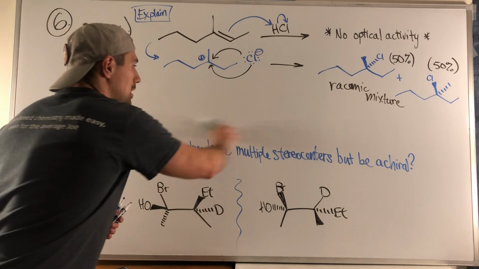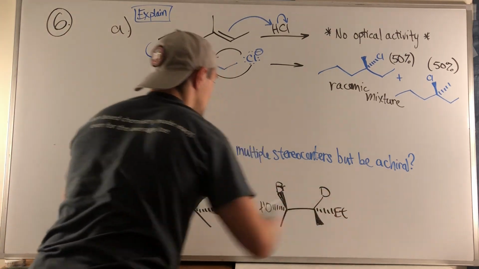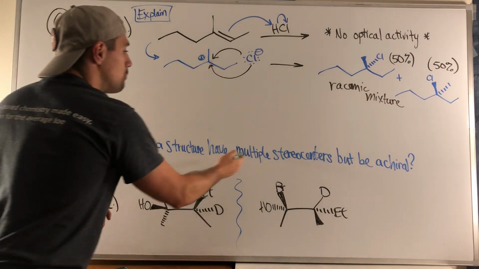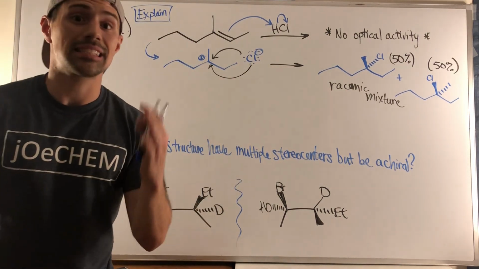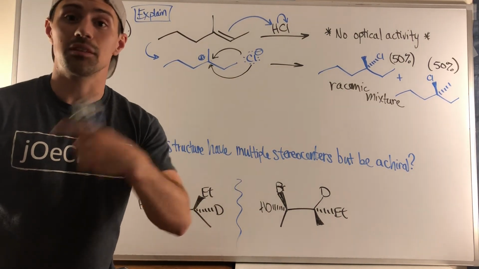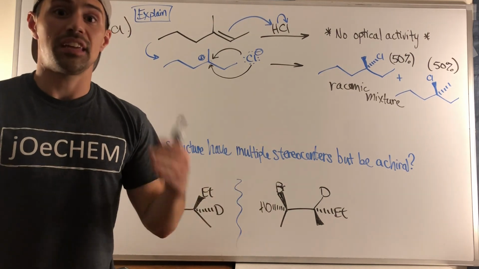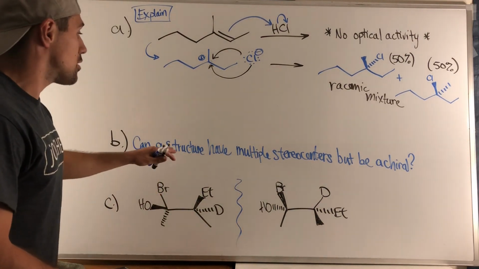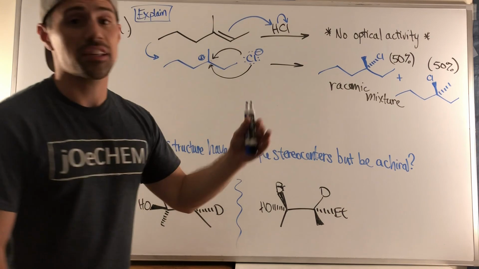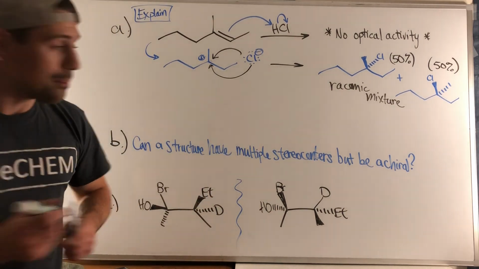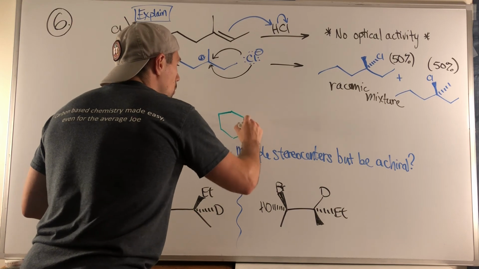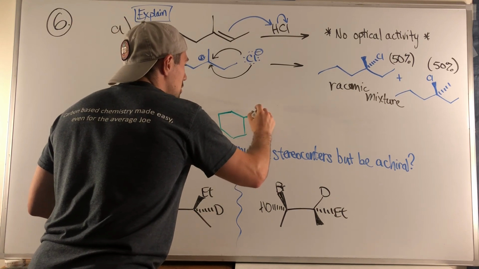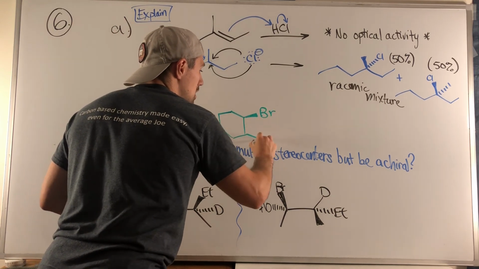I'm going to do B up here. I'm going to have this room down here for C. So, can a structure have multiple stereocenters but be achiral? Now, if you've done practice exam 2, you already know the answer to this. There was a true-false question about this. The answer is a structure can have multiple stereocenters and be achiral. And remember, part of the problem is show an example. All we need is a plane of symmetry, and that completely destroys something's ability to be chiral.